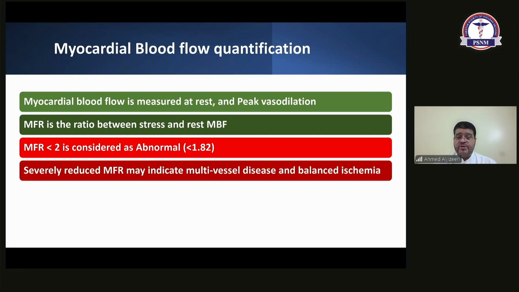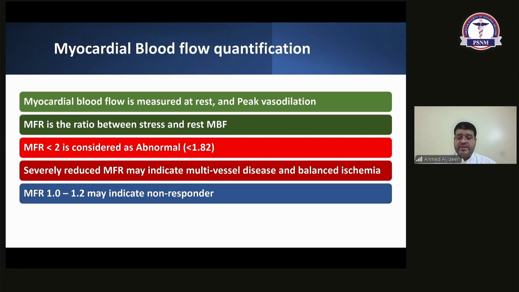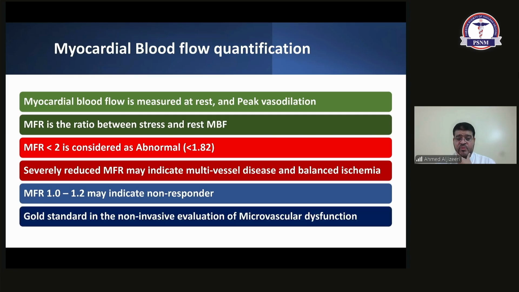Now, severely reduced MFR of less than 1.5 may indicate multivessel disease, and balanced ischemia should be taken into account. And MFR of 1 to 1.2 may indicate inadequate response to vasodilator and a non-diagnostic study. And we know that PET now is the gold standard of non-invasive evaluation of microvascular dysfunction.